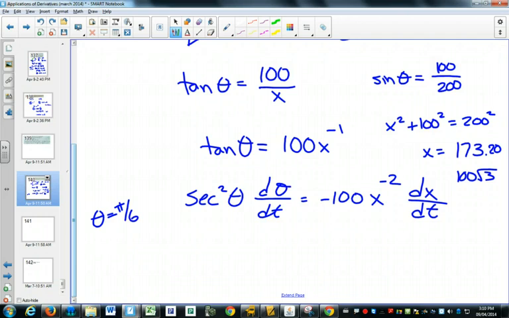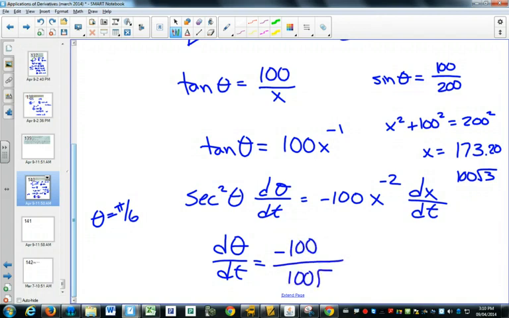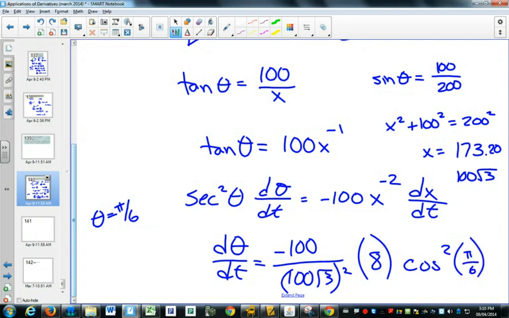Whew. So let's figure out what d theta/dt is. We've got negative 100 on the bottom here. We're going to have 100 root 3 squared. dx/dt, was it 8? And when I move the secant squared, which is 1 over cos squared, to the other side, we would have cos squared of pi over 6.